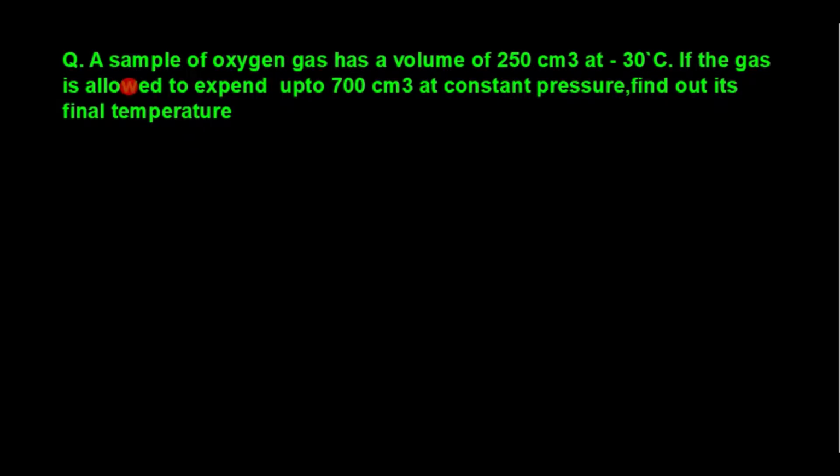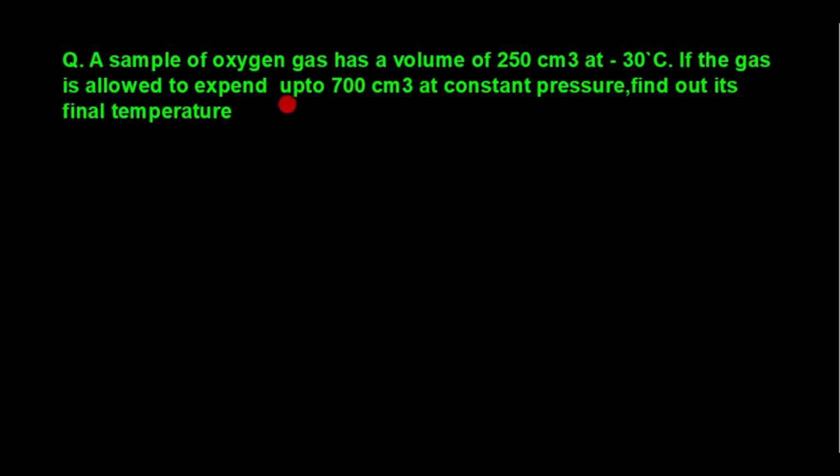Once again we will read the numerical. A sample of oxygen gas has a volume of 250 cubic centimeter at minus 30 degrees centigrade. If the gas is allowed to expand up to 700 cubic centimeter at constant pressure, find out its final temperature. In this numerical, pressure is constant, that's why Charles's law is used to solve this numerical.